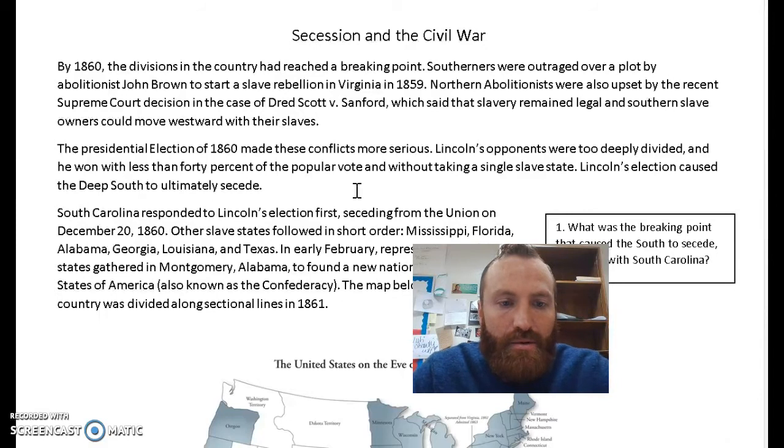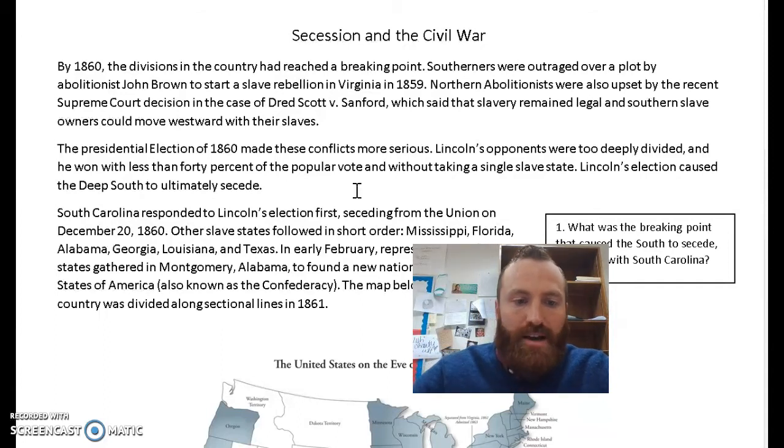South Carolina responded to Lincoln's selection first, seceding from the Union on December 20th, 1860. Other slave states followed in short order: Mississippi, Florida, Alabama, Georgia, Louisiana, and Texas. In early February, representatives of those states gathered in Montgomery, Alabama, to found a new nation, the Confederate States of America, also known as the Confederacy.